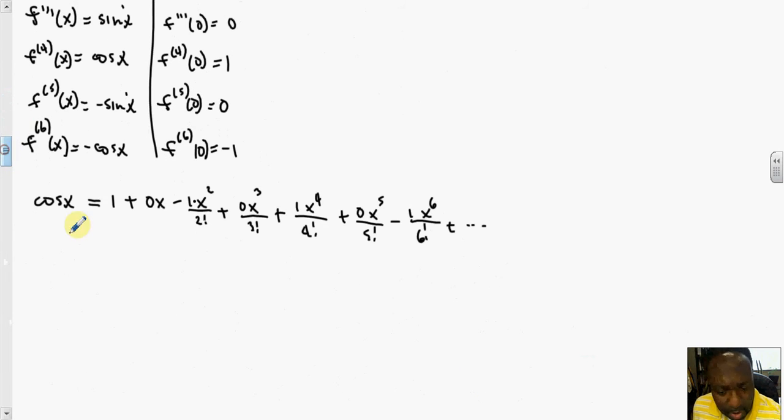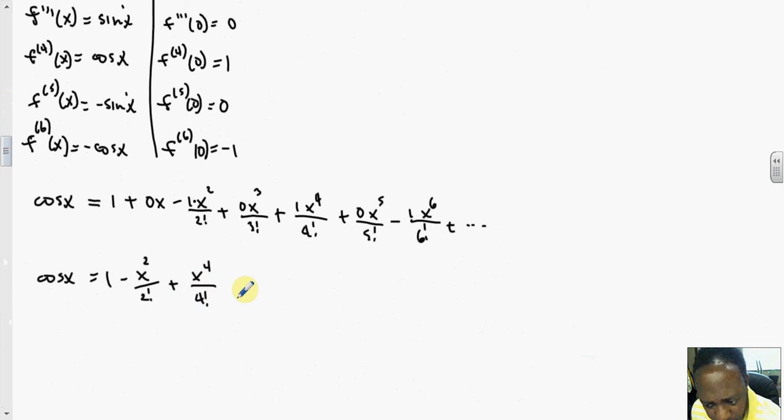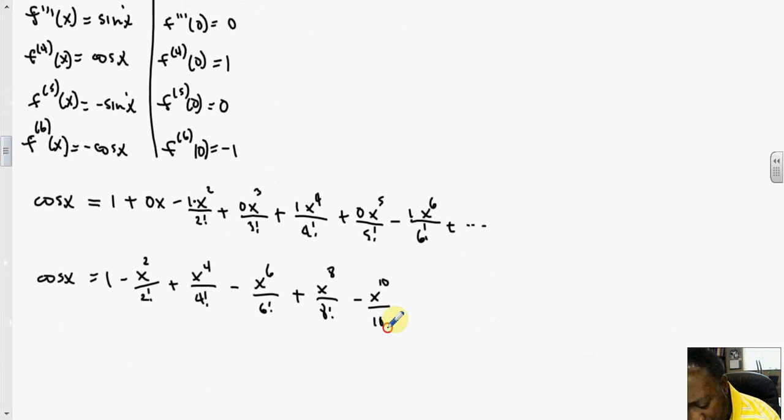So you might not be able to see the pattern yet. Let's write it out again. So cosine x is 1 minus x squared over 2 factorial plus x to the fourth over 4 factorial minus x to the sixth over 6 factorial. You see the pattern now. The signs are alternating and we're just picking up even terms. So the next one would be plus x to the 8 over 8 factorial minus x to the 10th over 10 factorial. You get the picture, plus and so on.